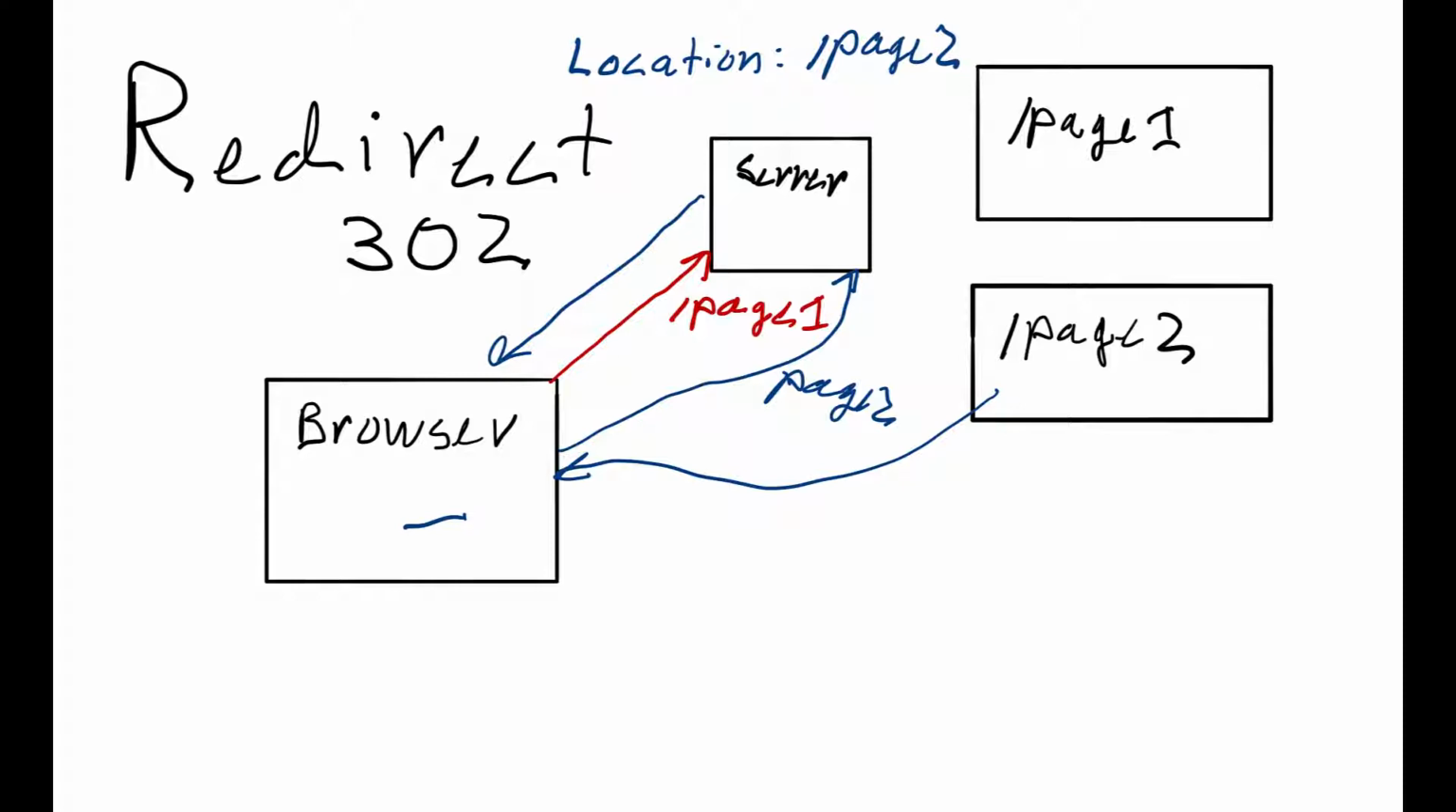The user doesn't see behind the scenes that the browser made a request for page 1, got a 302 back, and then the browser decided to make a request for page 2, and then it displays page 2 back. For the user, it just looks like he clicked a link and he landed on page 2.